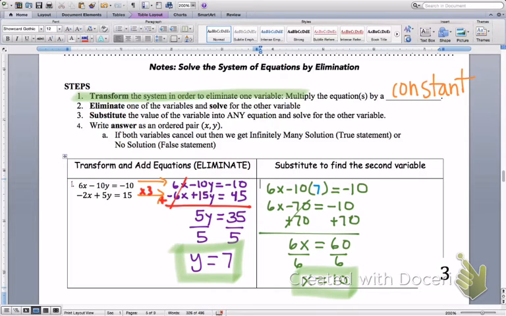Pause it if you need time to write this down. And final answer, we have 10, 7, a single answer. And we're done with number 1. Let's move on to number 2. If you need more time, again, feel free to pause it.